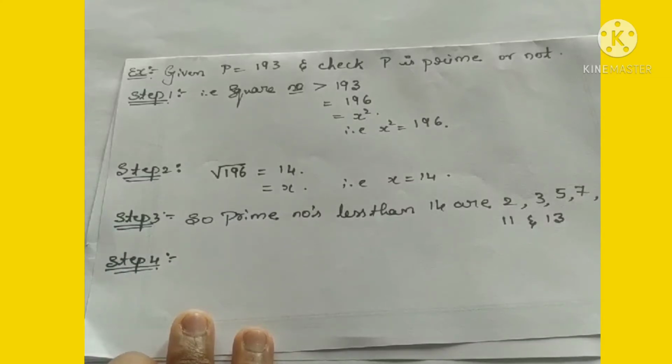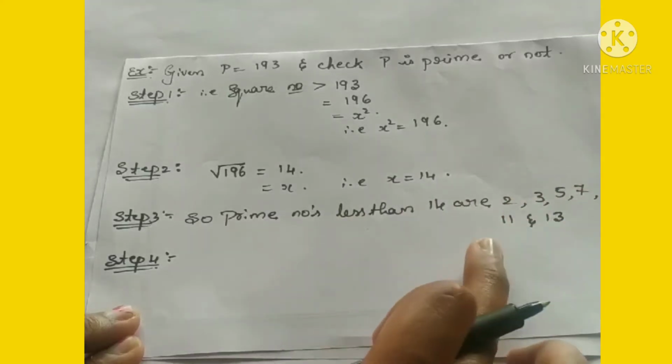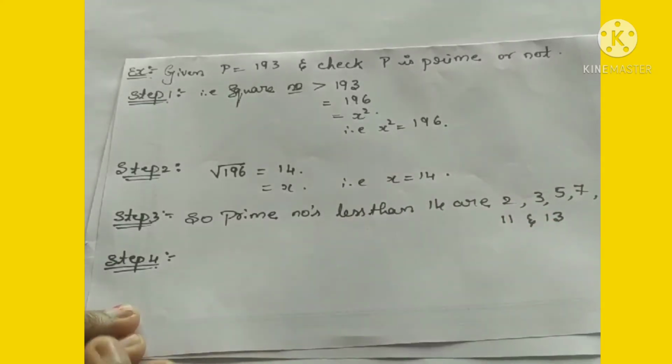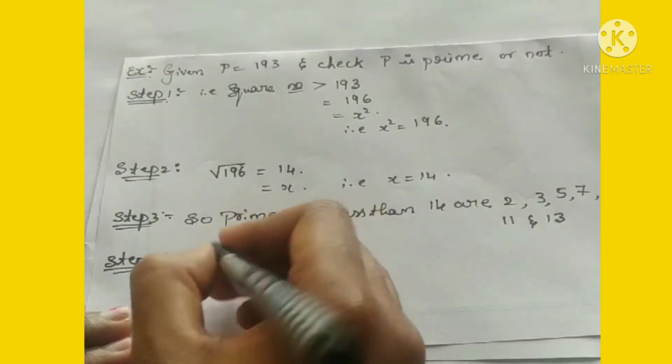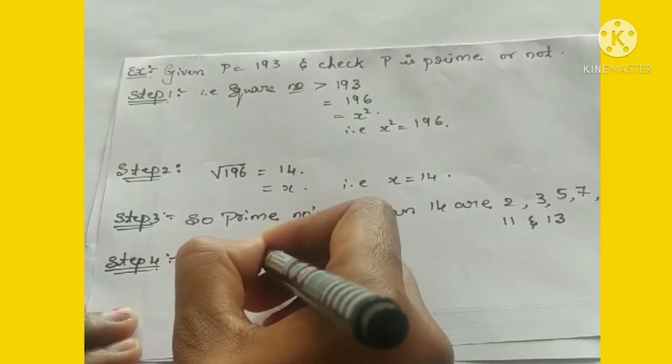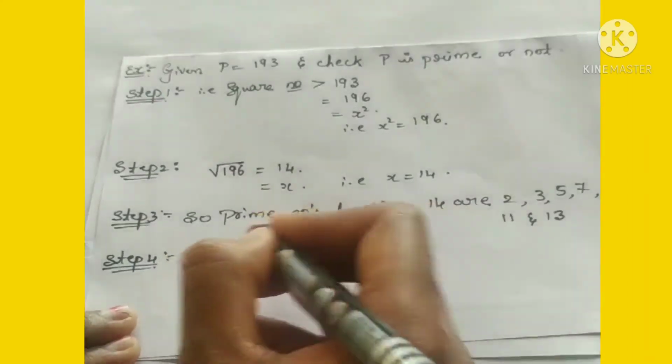Step number 4 says to check whether p is exactly divisible by the numbers taken in step 3 or not. It means we have to check whether the numbers taken in step 3, that is 2, 3, 5, 7, 11 and 13, exactly divide 193 or not. So I check, is 193 divisible by 2? No, it is not divisible by 2.